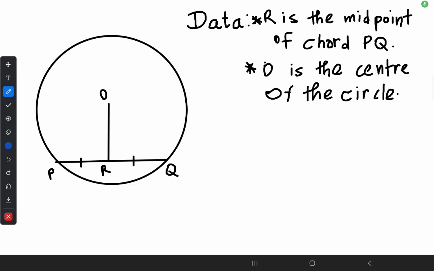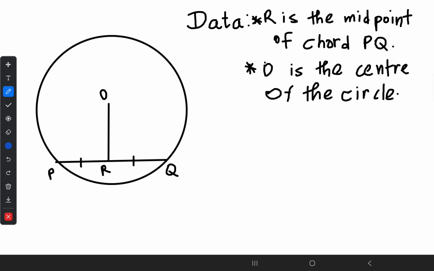In this circle, first you should write, there are 4 components in the proving section. First of all, you should write the data. Thereafter, the construction. If you need any necessary construction, you should write what you did. And thereafter, the proving part, and finally, the results.